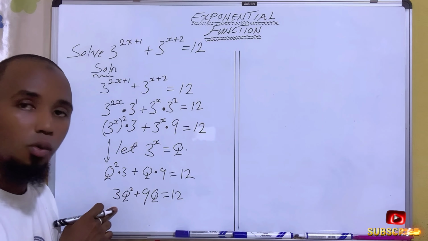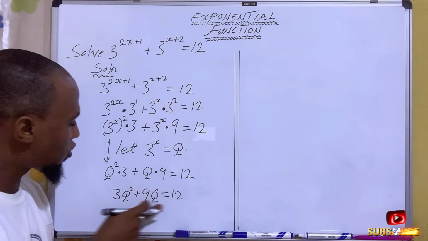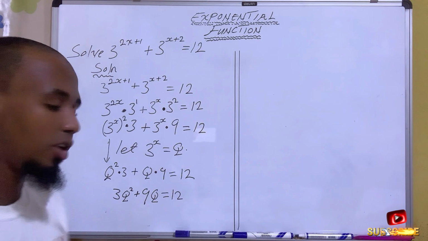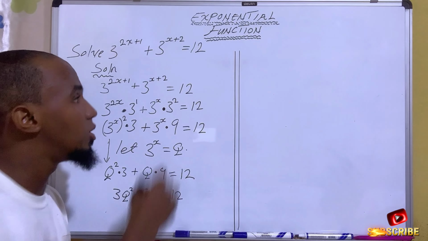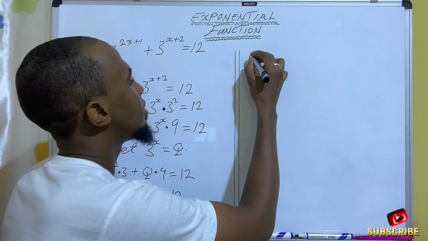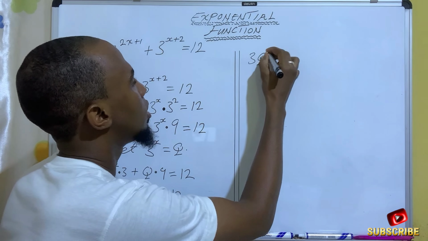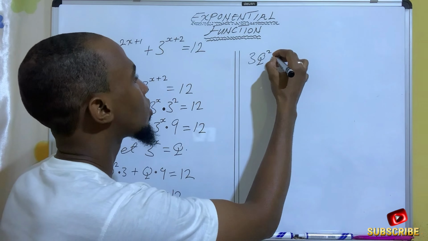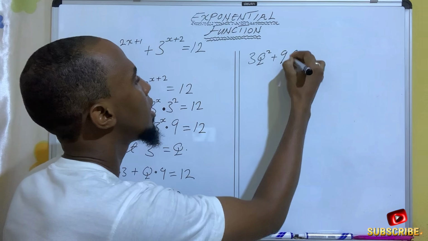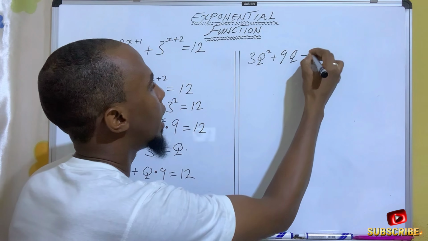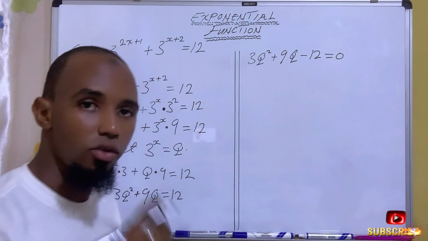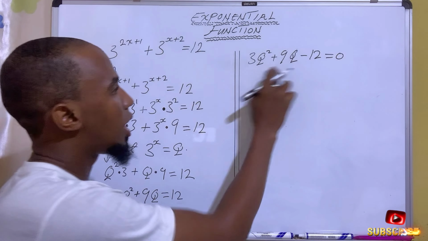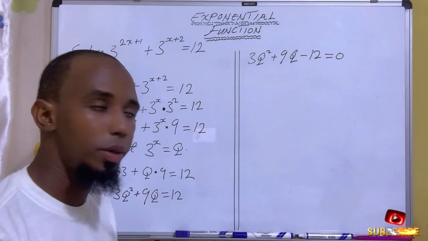Now this quadratic equation we can solve by factorization. That is, we are going to bring the 12 over here and set the equation to 0. That is, we are going to have 3q to the power 2 plus 9q minus 12 equal to 0. Now we have set the equation to 0. From this point we have to use the factorization method.